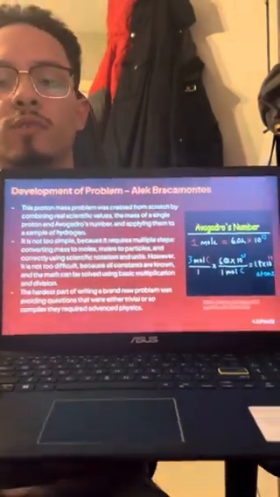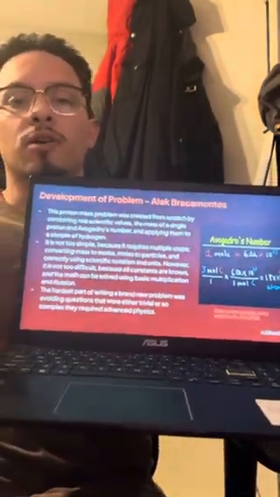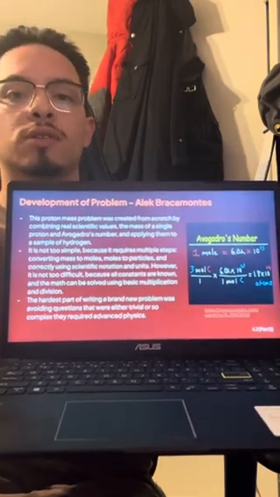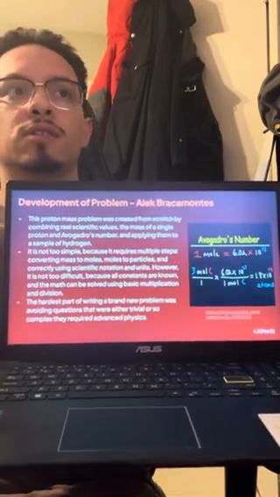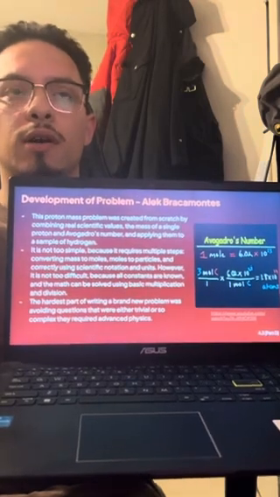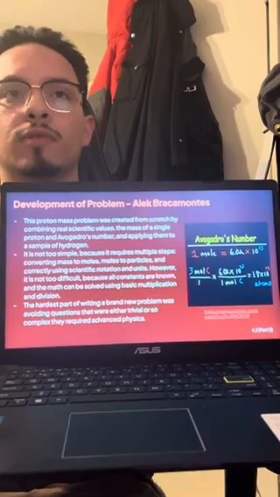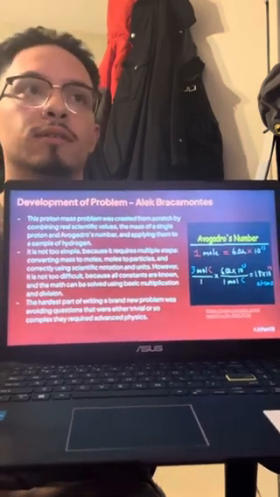Now, the development of this problem. I created this problem from scratch by pretty much combining Avogadro's number, real scientific values, and the mass of a single proton by applying them to a sample of hydrogen, 3.0 moles exactly.